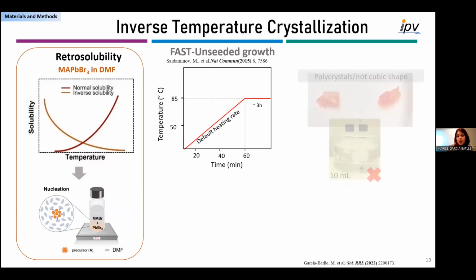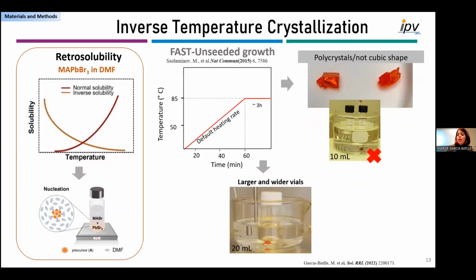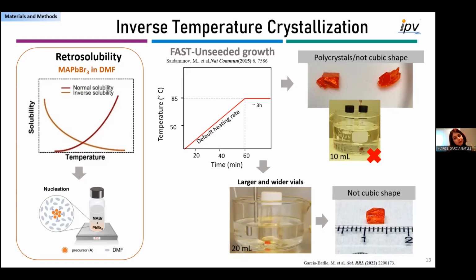And I have to say that at the beginning of this process, I was quite worried, because when we check the literature, it seems quite easy to grow single crystals, but it's not easy at all. We need to optimize many conditions. At the end, we ended with a polycrystalline sample with no cubic shape. So we changed to larger and wider vials in order to let the crystal grow over a large area, and we obtained a better quality crystal, but not a cubic shape.